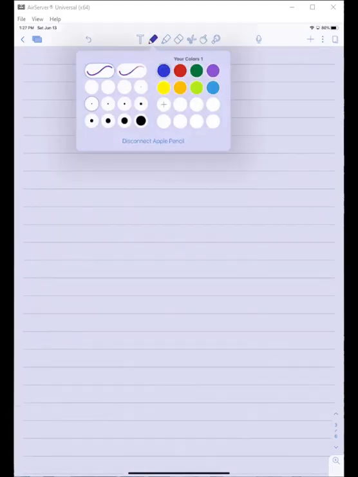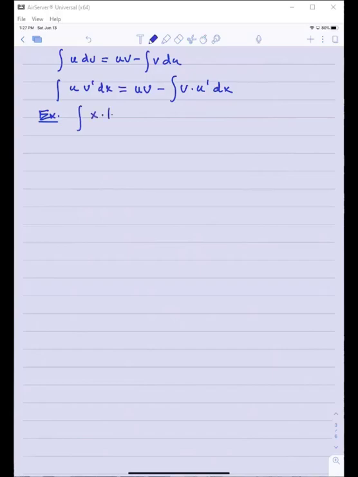Okay, so let's write our formula here at the top of the page, and I'll write it in that differential form. So the integral of u dv equals uv minus the integral of v du. And just remember again what that's really saying is u v prime integrated should get me uv minus the integral of v times u prime. And let's look at our first example to start getting a flavor of this.